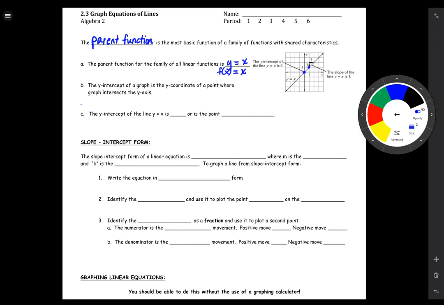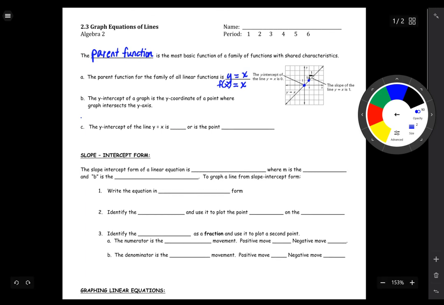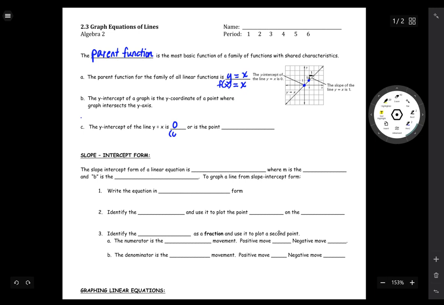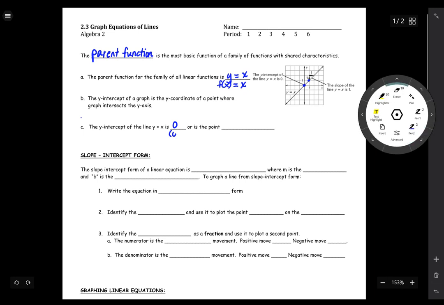So the y-intercept of a graph is the y-coordinate of a point where the graph intersects the y-axis. The y-intercept of the line that is shown on the right is 0, or just (0, 0). Oops, I meant to write that over here. So go ahead and erase that. Erase this dot that's bothering me too. Okay.